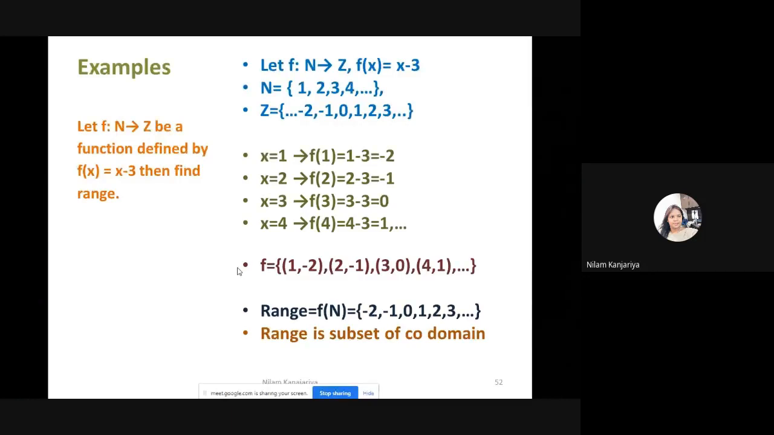Look at this: function N to Z, where N has positive elements and Z has positive, negative and 0. And the function is defined as x minus 3. Always x is taken from the domain, so put the value of x using the domain only. Putting the values of x one by one in the function, you get new numbers, and those numbers are your range. The set has an infinite number of terms. So here we write the domain, codomain, ordered pairs, and range. All are in infinite sequence.